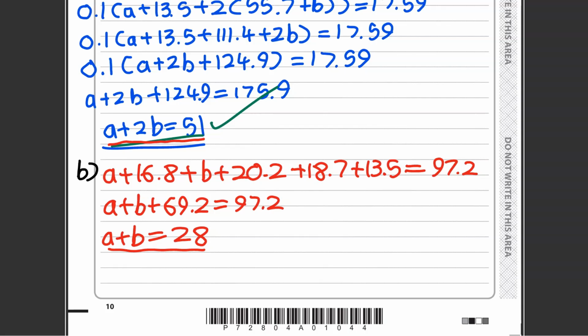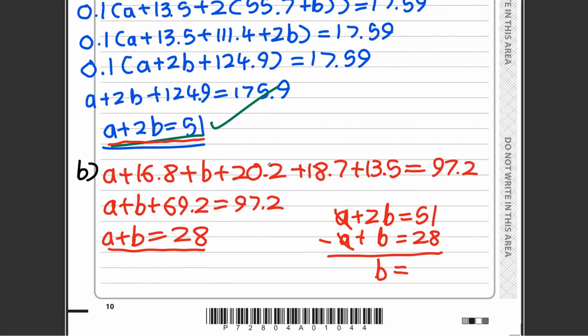Now there's loads of ways that we can solve simultaneous equations. The easiest way to do this one, in my opinion, is elimination. So here we have this a plus 2b is equal to 51, and here if we take away this a plus b is equal to 28. So a minus a will just cancel out, and then 2b minus b is going to be equal to b, and then 51 minus 28 is equal to 23. So b is equal to 23.